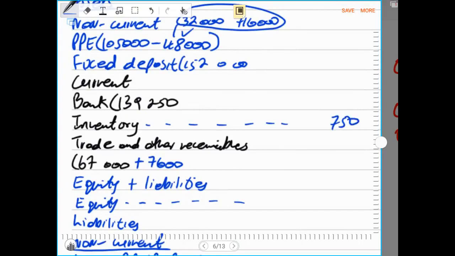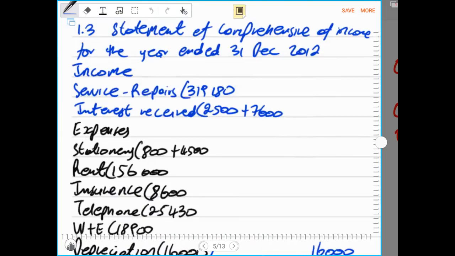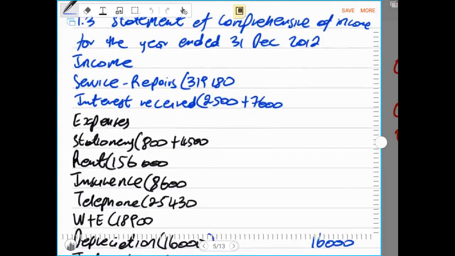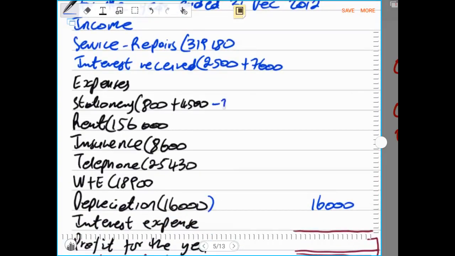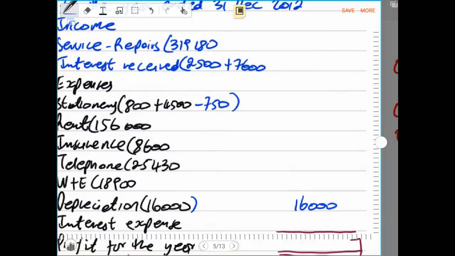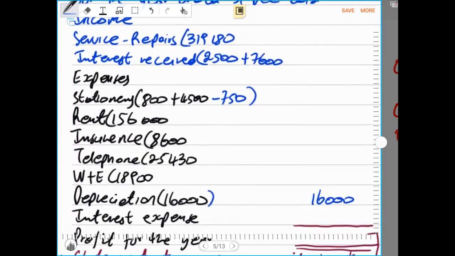Inventory of stationery will be 750, and our stationery expense will have to be reduced by the amount of 750 in the statement of comprehensive income. Then under our stationery expense, we say less 750. So now that will give us the stationery used. The net will be the stationery used.